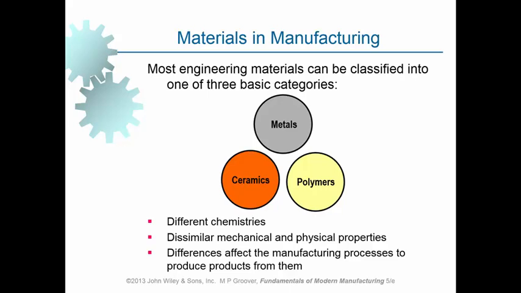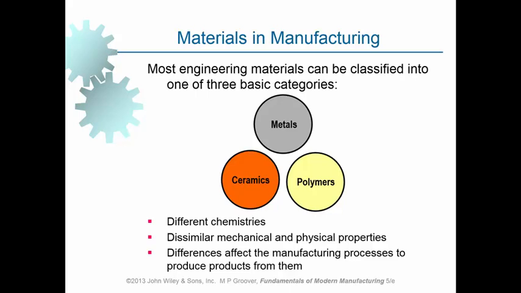Well, we have already been made familiar with each of these types of materials to some extent, of course, and we know that these types of basic engineering materials have different chemistries. They are not similar mechanically and also physically. In terms of mechanical and physical properties, they are different from one another, and those differences affect the manufacturing processes that can be used in order to make products out of them.